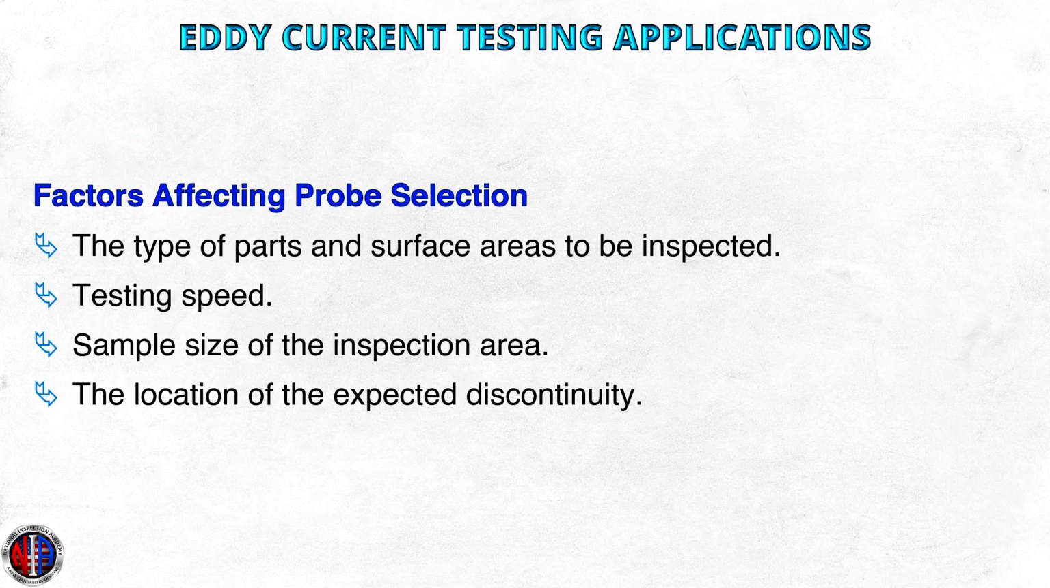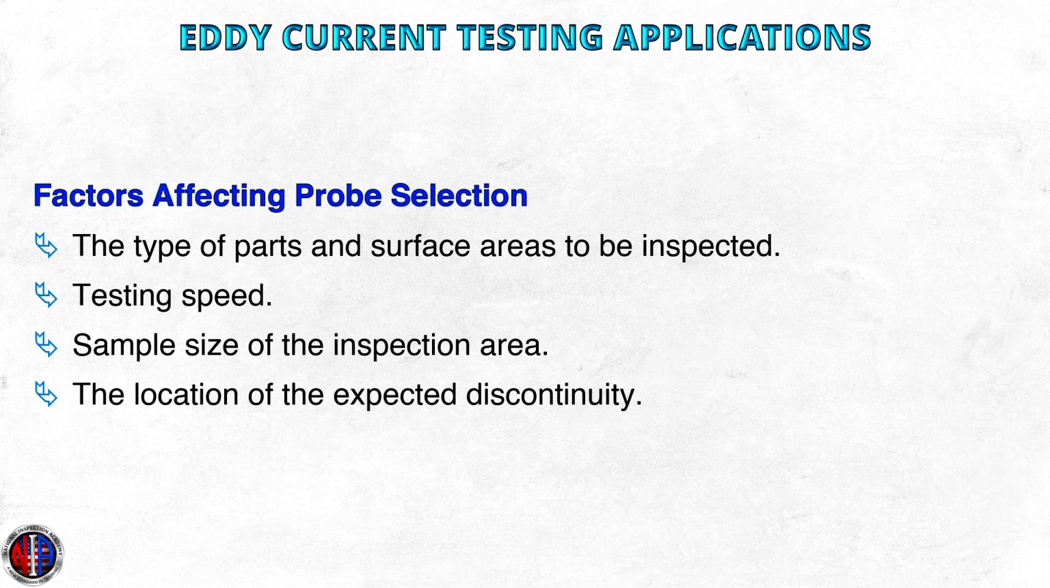Factors affecting probe selection. The type of part and the surface areas to be inspected dictates the type of coil design. For example, when performing a surface inspection on a small area, a traditional surface probe would suffice, whereas if inspecting a large area, an array-style coil design would be more effective. When inspecting rods, the inspector would choose an encircling coil, and when inspecting a tube, the inspector might choose an inside bobbin coil. Additional factors that affect coil selection include the testing speed, the sample size of the inspection area, and the location of the expected discontinuity.